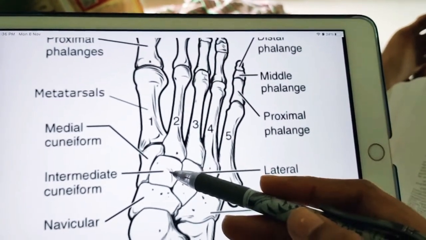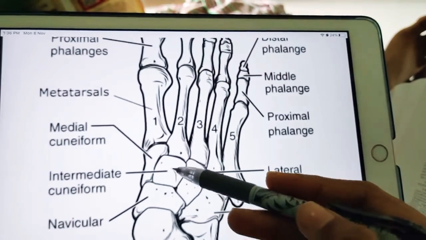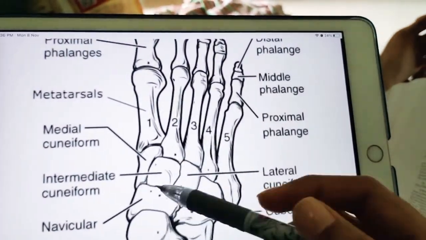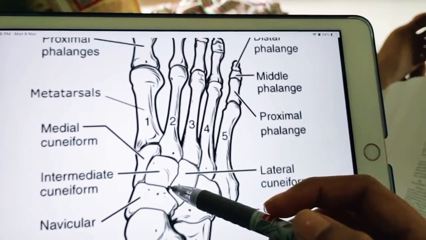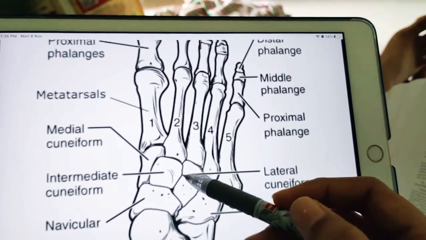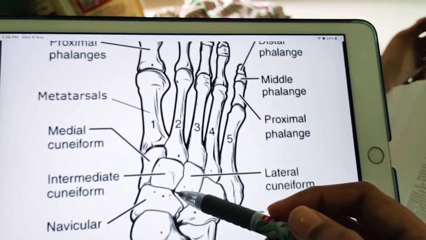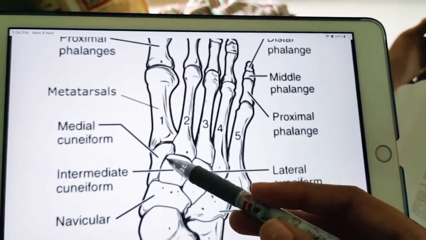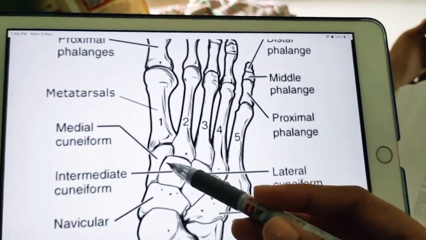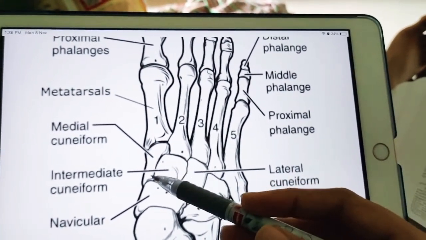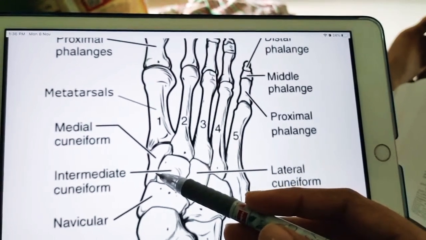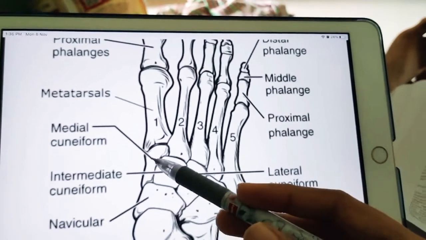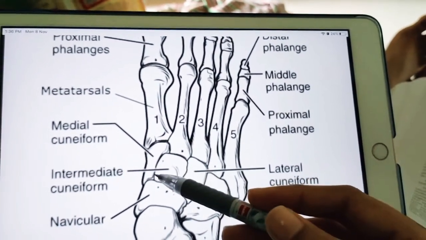Now coming to the intermediate cuneiform, its dorsal surface is formed by the base, right? This is the base, whereas its plantar surface is formed by the edge, right? Its medial surface, this is the medial surface, bears an inverted L-shaped facet. For the intermediate cuneiform, the medial side will be this one, the lateral side will be this one, right? On the medial side it bears an inverted L-shaped facet along its posterior superior margin for articulation with the facet on the medial cuneiform. So both articulate over here.